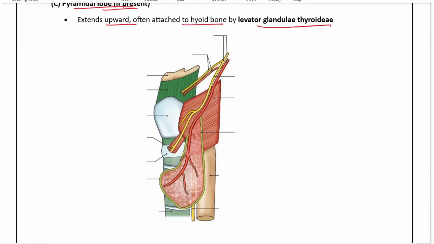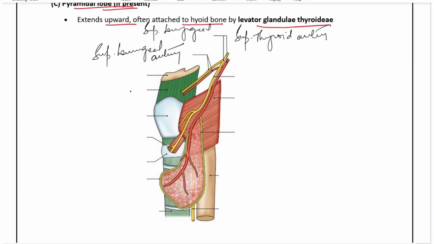Okay, this is your superior thyroid artery, which branches into the superior laryngeal artery. The nerve here is your superior laryngeal nerve, this one. It branches into the external and internal. Okay, so this is your internal laryngeal nerve, and this is your external laryngeal nerve.